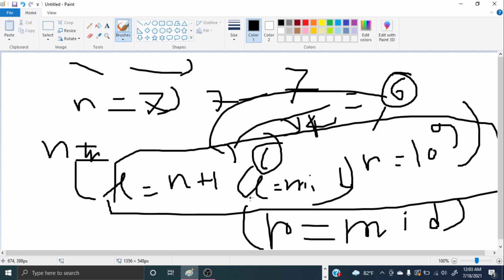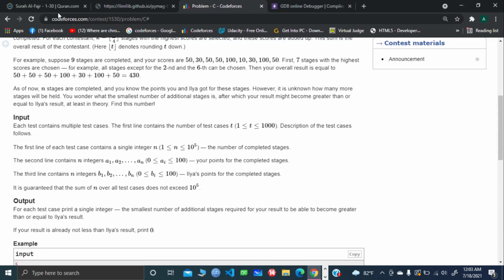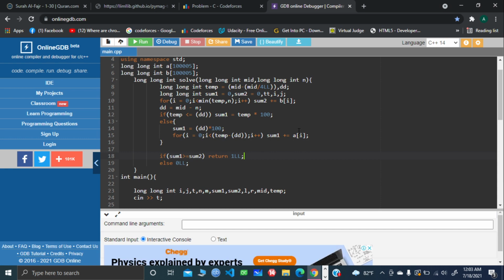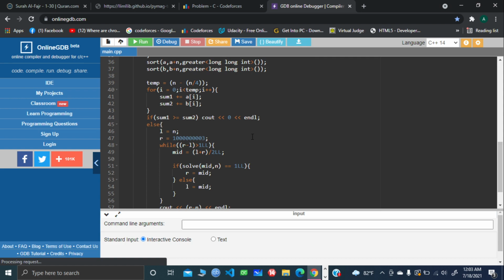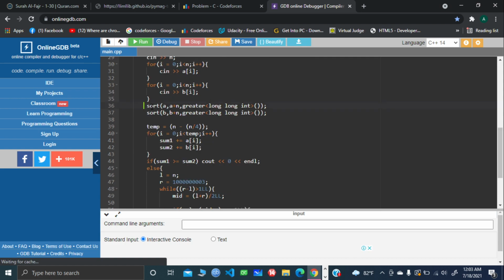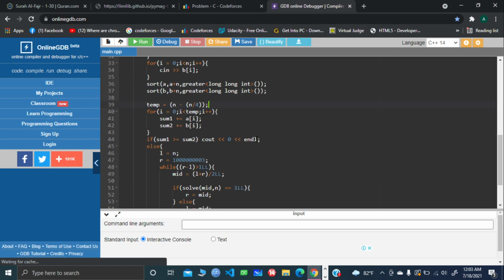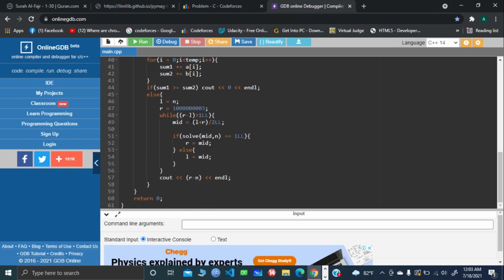Now, what is the solve function doing inside my binary search? The solve function simply runs a big O of n loop. Let me show you the code part; you'll understand more. There you go. As I've told you, this is the sort part. We sort the two arrays in descending order, and this is the zero case, when the answer is going to be 0.